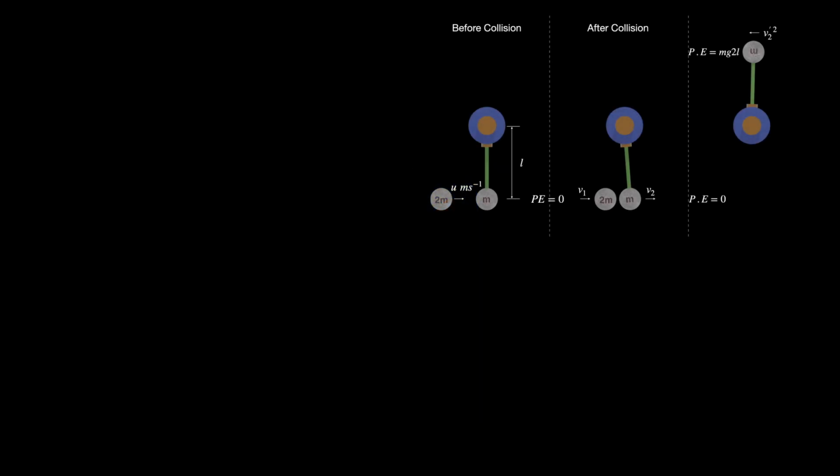For the sphere to complete one full circle, the velocity v sub 2, which is the velocity of the ball at the highest point, must be just enough to cross this point. Once it does, gravity will take over, and the ball will continue its path, completing the full circle. This means v sub 2 must be sufficient to counteract the gravitational pull at the top, ensuring the ball maintains enough momentum to keep moving.